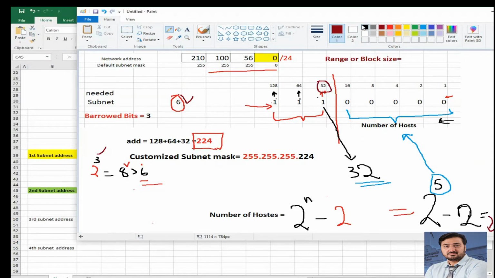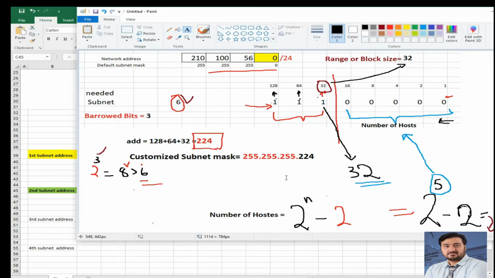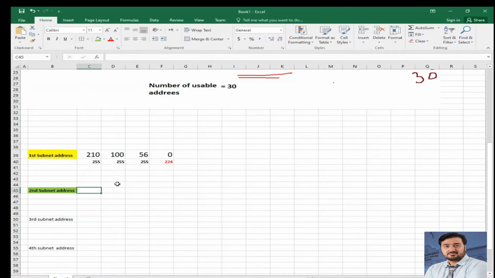If you see here, this is the last bit borrowed. It is 32. Let me write here: the last bit borrowed is 32. Now we can find the range. The first subnet will be .0. The second subnet will be 210.156.dot, and this is 32.